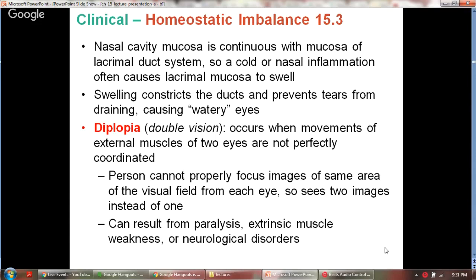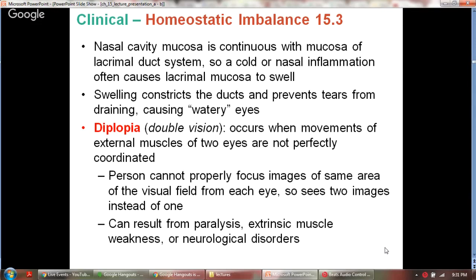As I mentioned before, because the nasal cavity mucosa is continuous with the mucosa of the lacrimal duct system, a cold or nasal inflammation often causes the lacrimal mucosa to swell, and swelling constricts the ducts and prevents tears from draining, which causes the watery eye when you get nasal mucosa inflammation.